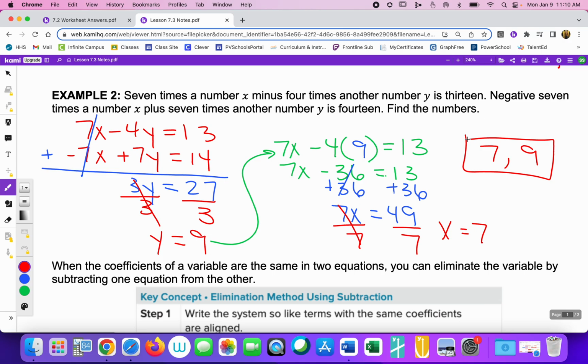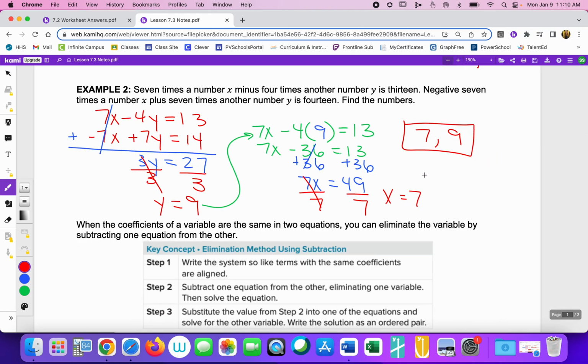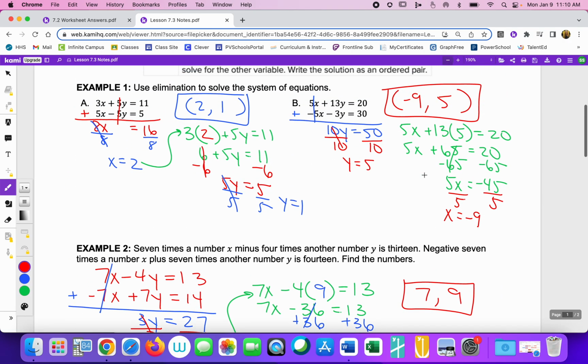Everyone clear on how to write that equation? So that was all with adding. So again, you want your x's lined up, your y's lined up, equal signs lined up, and your numbers lined up. You're looking for opposite coefficients. Now the reason that you would even use subtraction is if they are not opposites. So if you have the same number, but they're either both positive or both negative, because if you add them, then they won't go away.